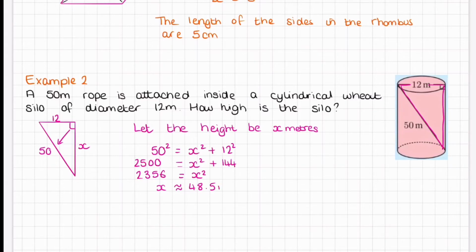So it's not an exact value, we do need to round it. And then we can just write that as a sentence. So the silo is approximately 48.5 meters high. So nothing too crazy, just simple. Draw your diagram, work through the problem, and go from there.